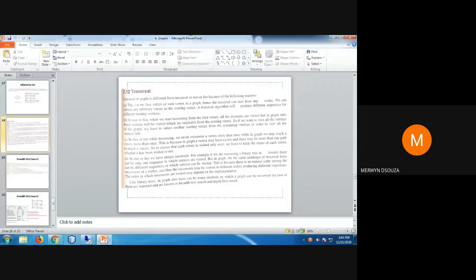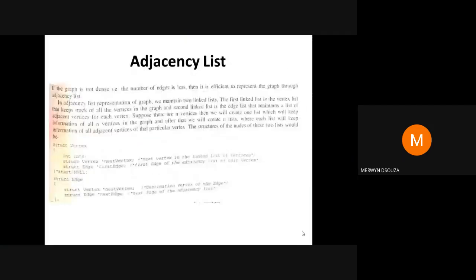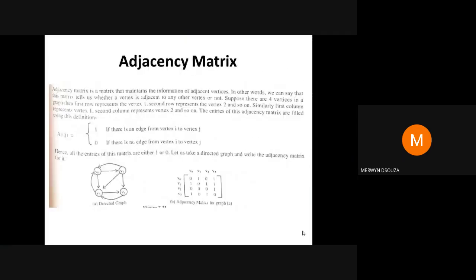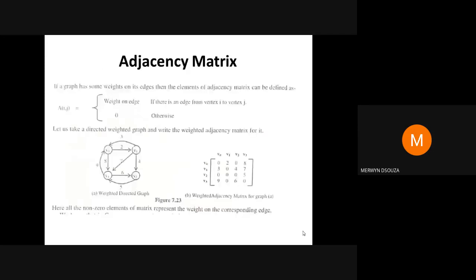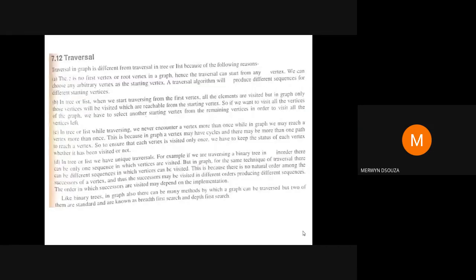So in the previous lecture, we had seen the two ways to represent a graph. Both the methods we had discussed: adjacency matrix and adjacency list. Today we are going to cover how we are going to do traversal in a graph. If you remember, we had also learned how to do traversals in a tree.